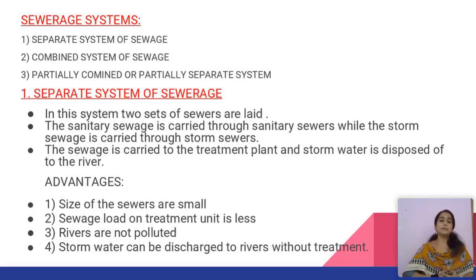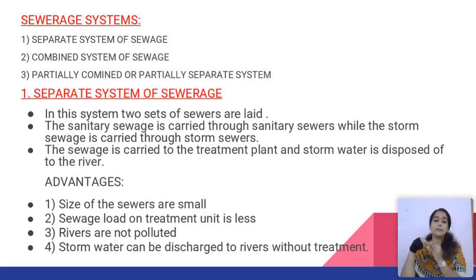The next topic is sewerage systems. There are three types of sewerage systems we usually use: the separate system, the combined system of sewage, and the partially combined or partially separate system. In these systems, we are considering the dry weather flow and the stormwater flow.